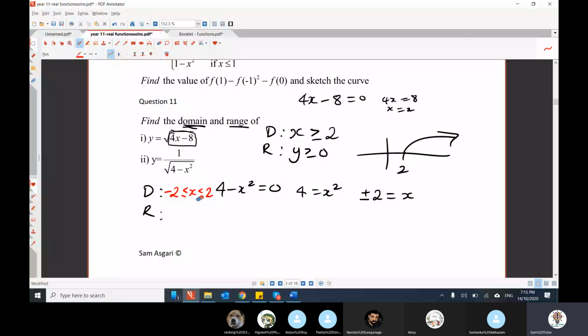So that's a tricky one, but there you go. Completely allowed. I've seen it in almost every exam. So be aware of that. Range, y must be greater than or equal to 0. The bottom's always positive. The top is always positive. That's always going to be greater than or equal to 0.